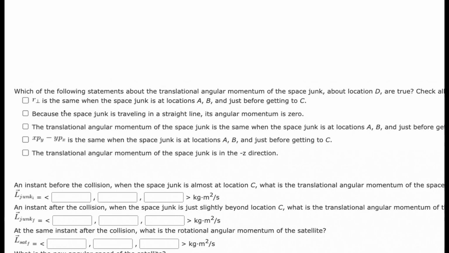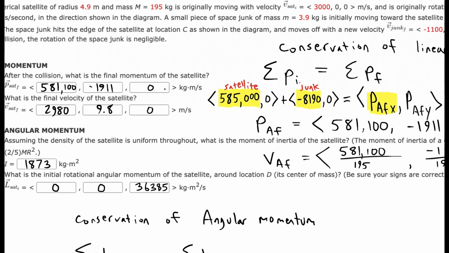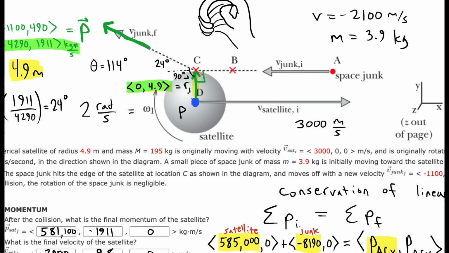Is R perpendicular the same when the space junk is at locations A, B, and just before getting to point C? That is true. The r that we're using to calculate the space junk's angular momentum actually doesn't change as the space junk proceeds forward toward the satellite. So whether it's at A or B or even right before the collision, the object has the same velocity and it has the same radial distance perpendicular to the path of travel.